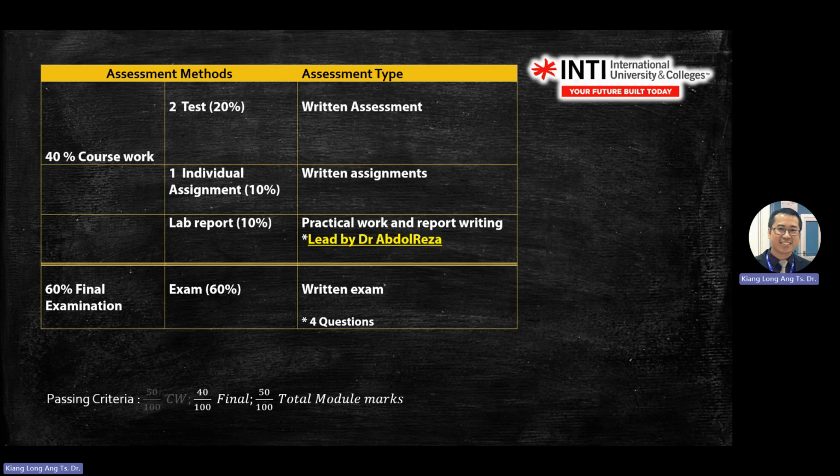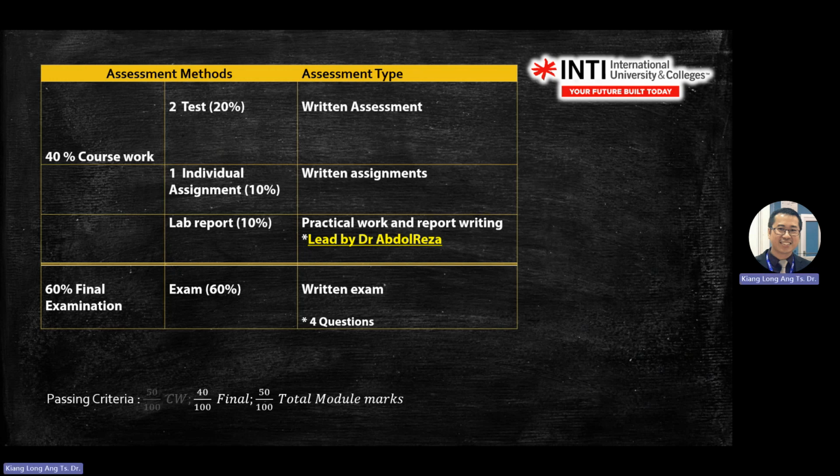Okay, this is how we assess your performance. You break into coursework and final exam, which will be 40, 60. This is your second semester, so you should be familiar with how we judge you. For tests, we have 2 tests. Each test will be 10%. I already covered how we ask you the questions according to the learning outcome just now. Then individual assignment 10%.